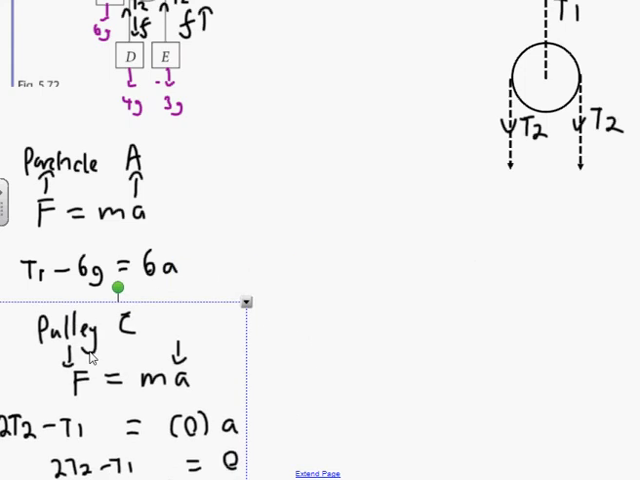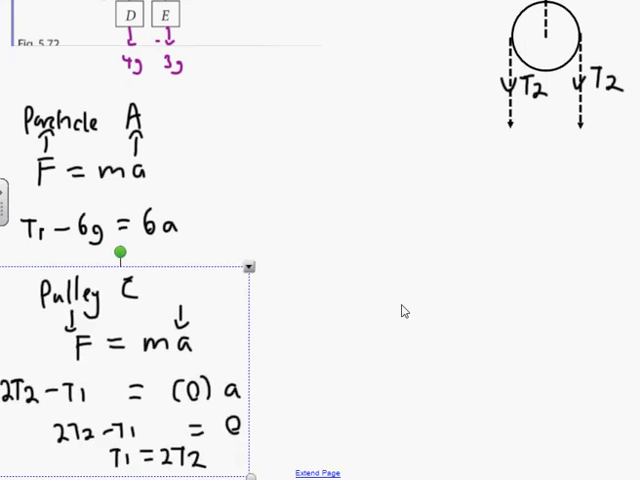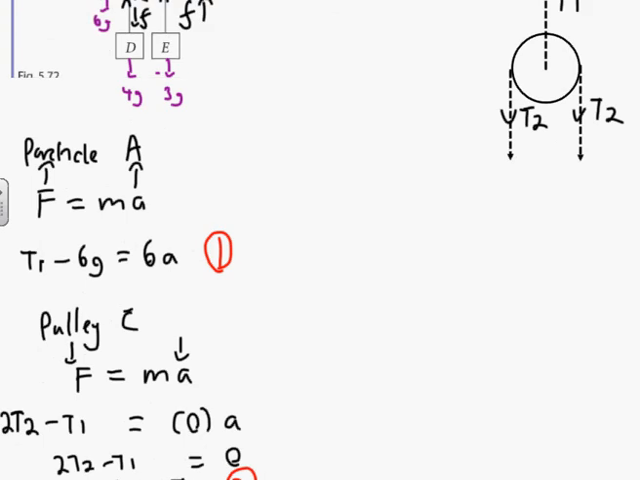There we go. So there's pulley C and pulley A, and particle A. So we have equation 1 followed by equation 2. Let's get on to particle D.